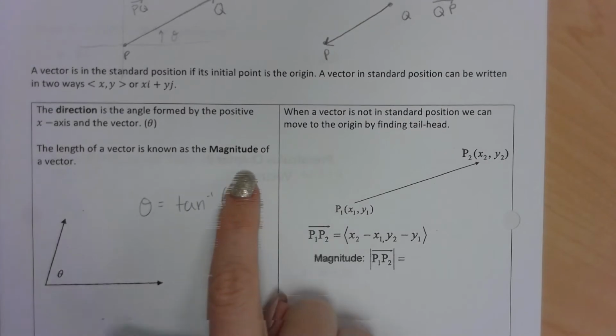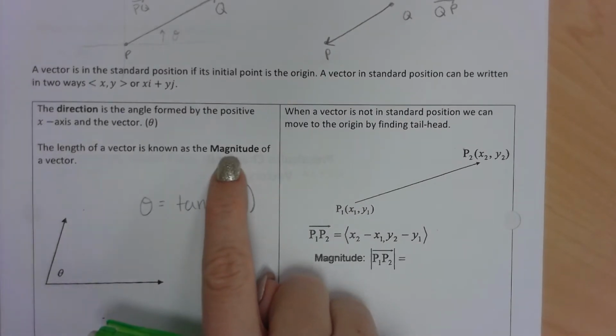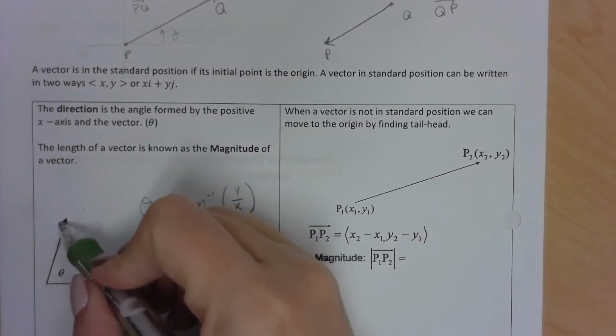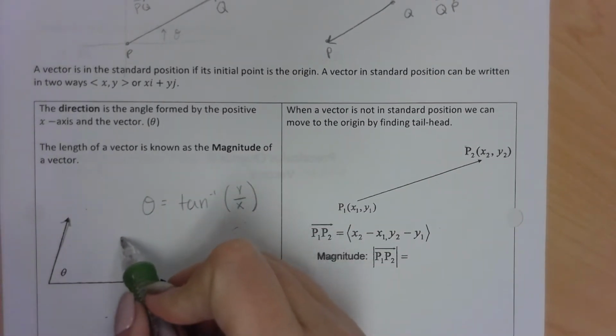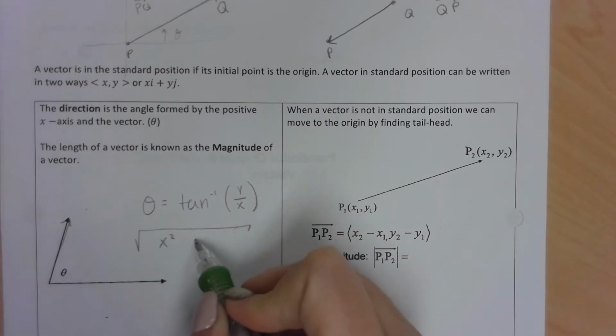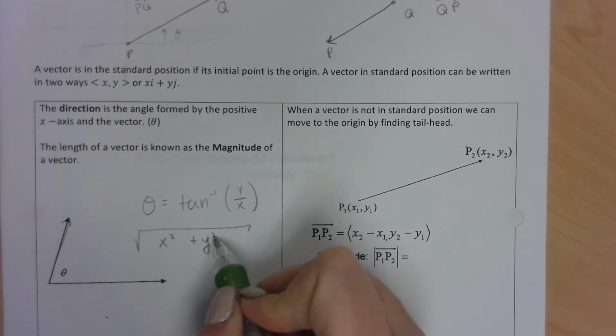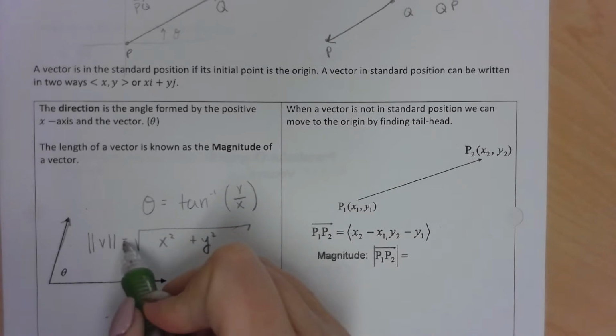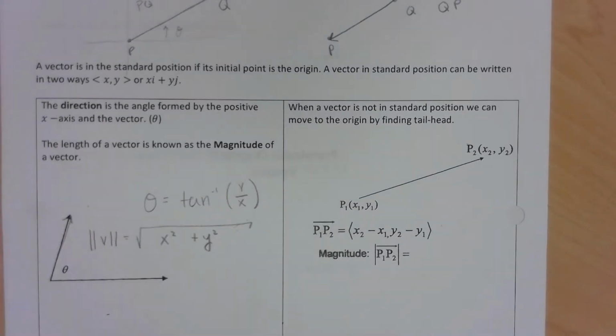Now magnitude, remember, is the length of the vector. So if I want to find the length of this vector here, then just as you would imagine, the magnitude is going to be the square root of x squared plus y squared. Okay, we represent magnitude with our absolute value symbols, right? So the magnitude of the vector would be the square root of x squared plus y squared.